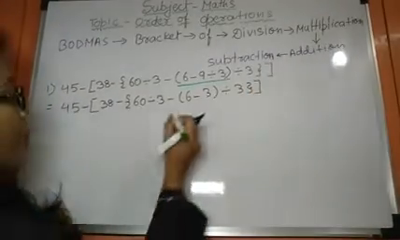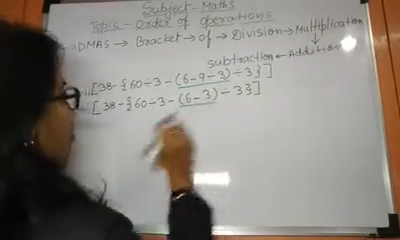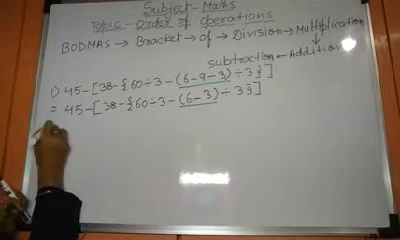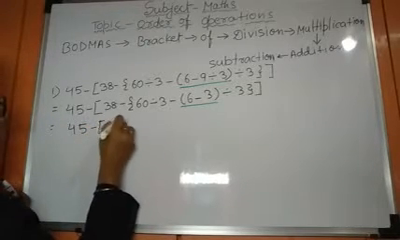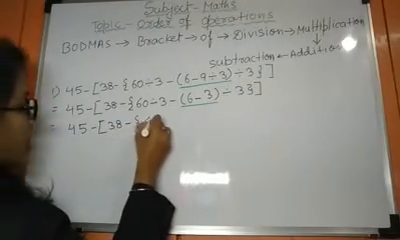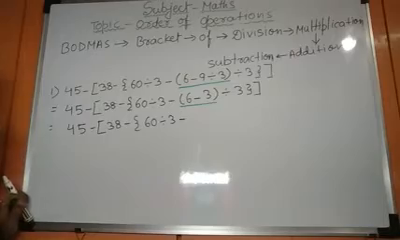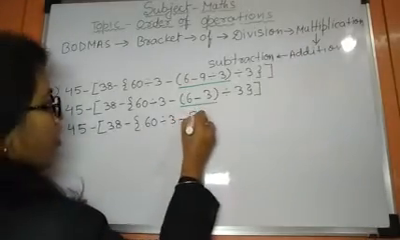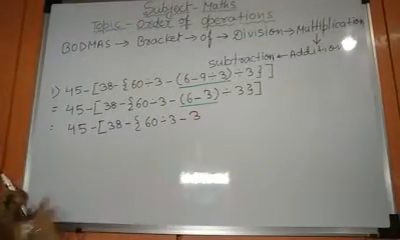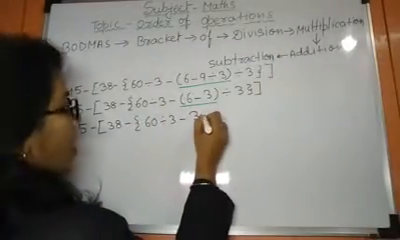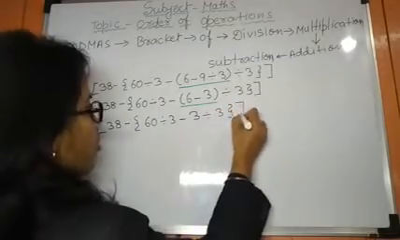Again, this bracket work is remaining, so we will complete this bracket work first. So it will be 45 minus, remaining all as it is, no change. We will now do 6 minus 3, that is 3. So we will write 3 here, and now this small bracket will end. Fine. And divided by 3, then curly bracket, then square bracket.